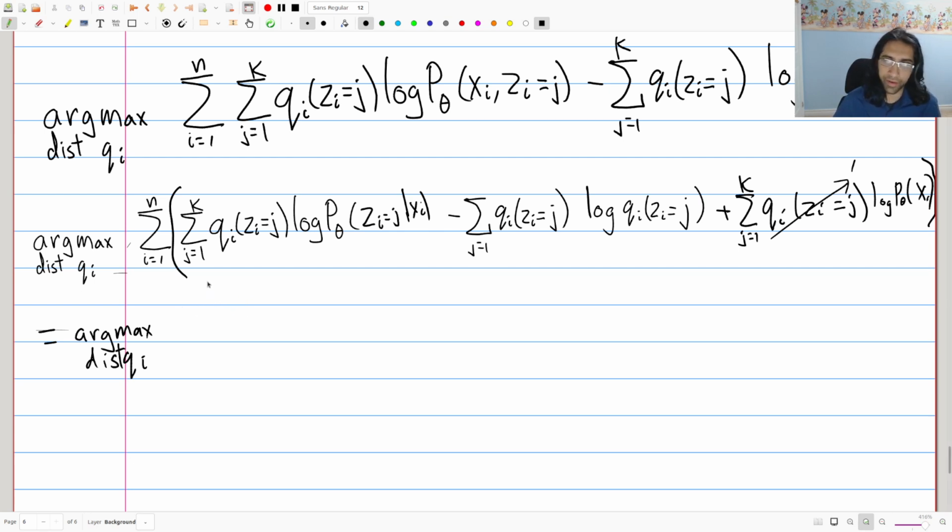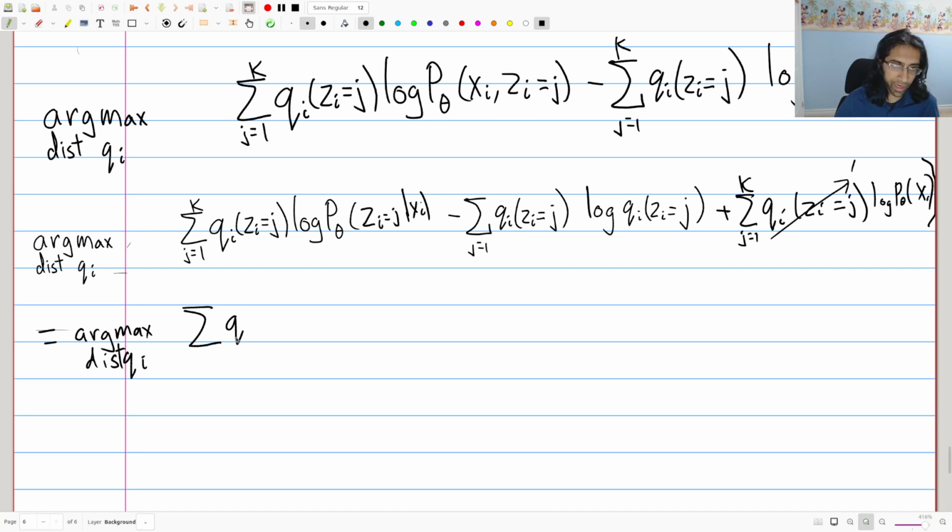Let me be more clear here. We're actually only going to do this optimization over, since this is distribution qi, we're just going to be looking at the ith point. So in fact, you don't have to worry about the summation over the i's, because we're only looking at the ith distribution, and we can do this independently for each one. So let me just focus on point i.